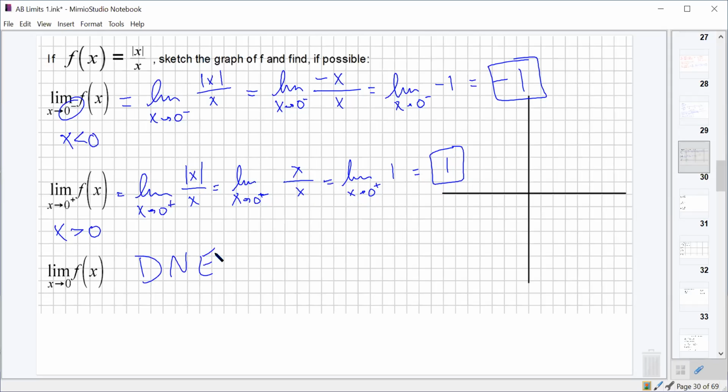Everybody good with that? All right. So you should be able to solve these both algebraically and by looking at the graph. Either way is acceptable. Just know how to do both ways.